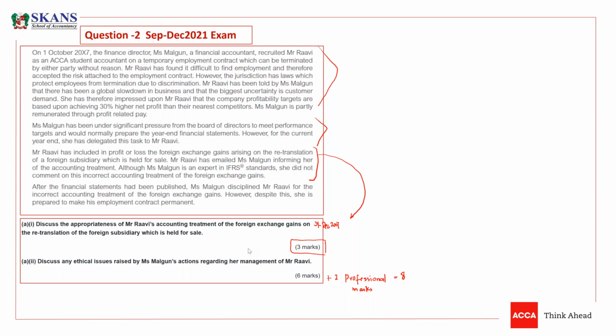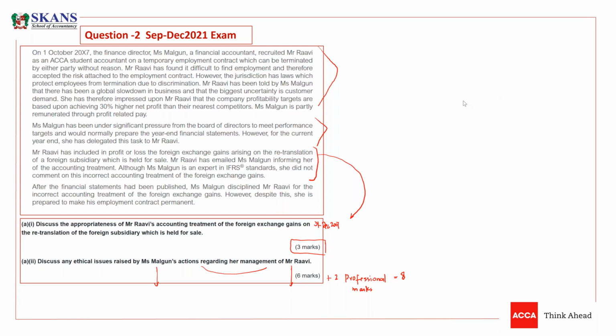Now what is next? The second requirement is discuss any ethical issues raised by Ms. Malgan's action regarding her management of Mr. Ravi. So we need to discuss ethical issues regarding how she is managing Mr. Ravi. Obviously, we have some ethical issues in respect of Mr. Ravi, and obviously we will have some ethical issues in respect of Miss Malgan. So let's understand, guys, what we need to do. So let me solve this question.